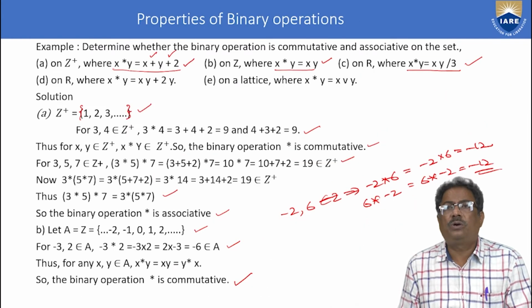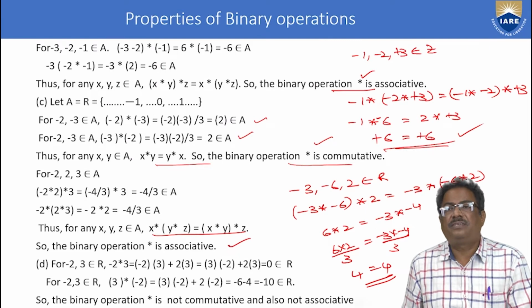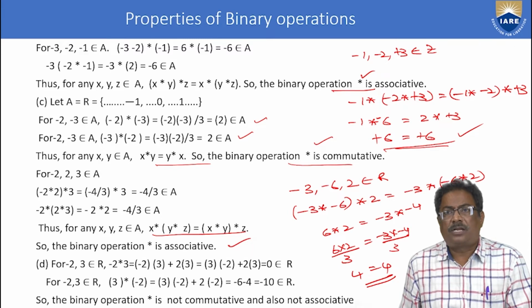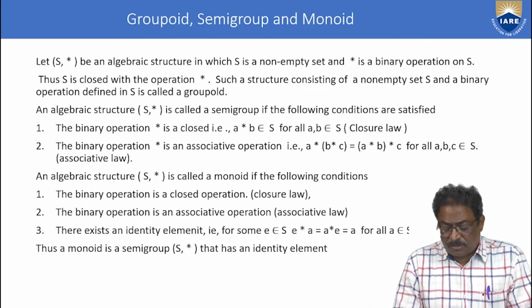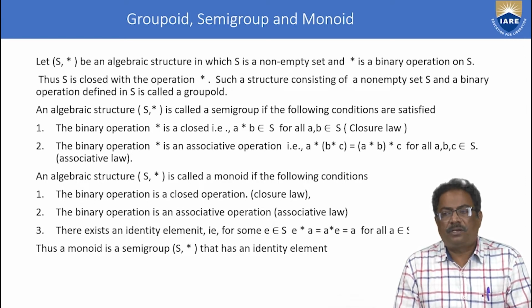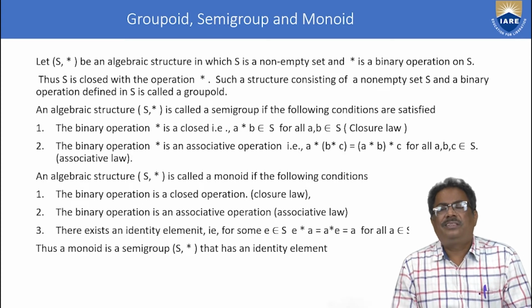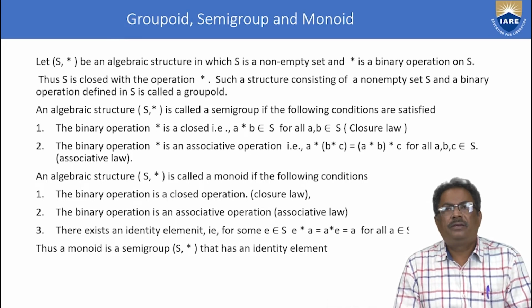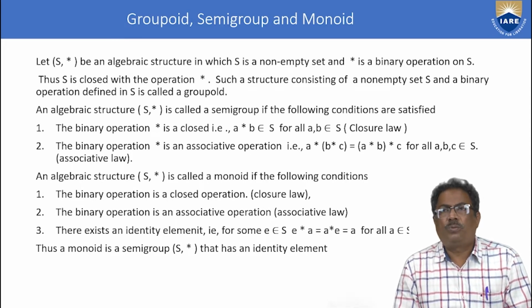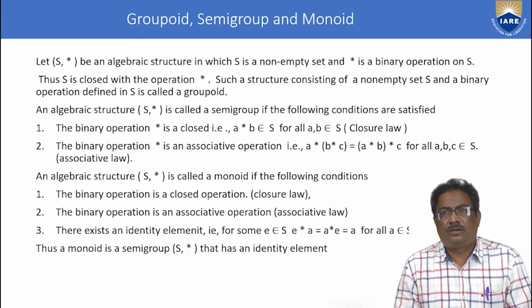So the remaining two also we can do, to see whether they satisfy the associative as well as the commutative properties. Now, so far we discussed binary operations which are commutative or associative by using some examples. Now the other thing is, what is a groupoid? What is a semigroup? What is a monoid? Those things we are going to learn now.